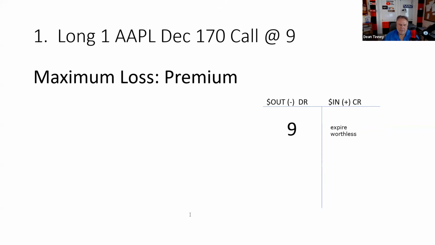And now on your test, they'd never say 9 points or $900. They'd just say 9 points. That's 9 points on a contract governing 100 shares. So you would tell me $900 would be the maximum loss here. Remember, that's the multiplier. Let's make that a little bigger here. And so our max loss here is $900.